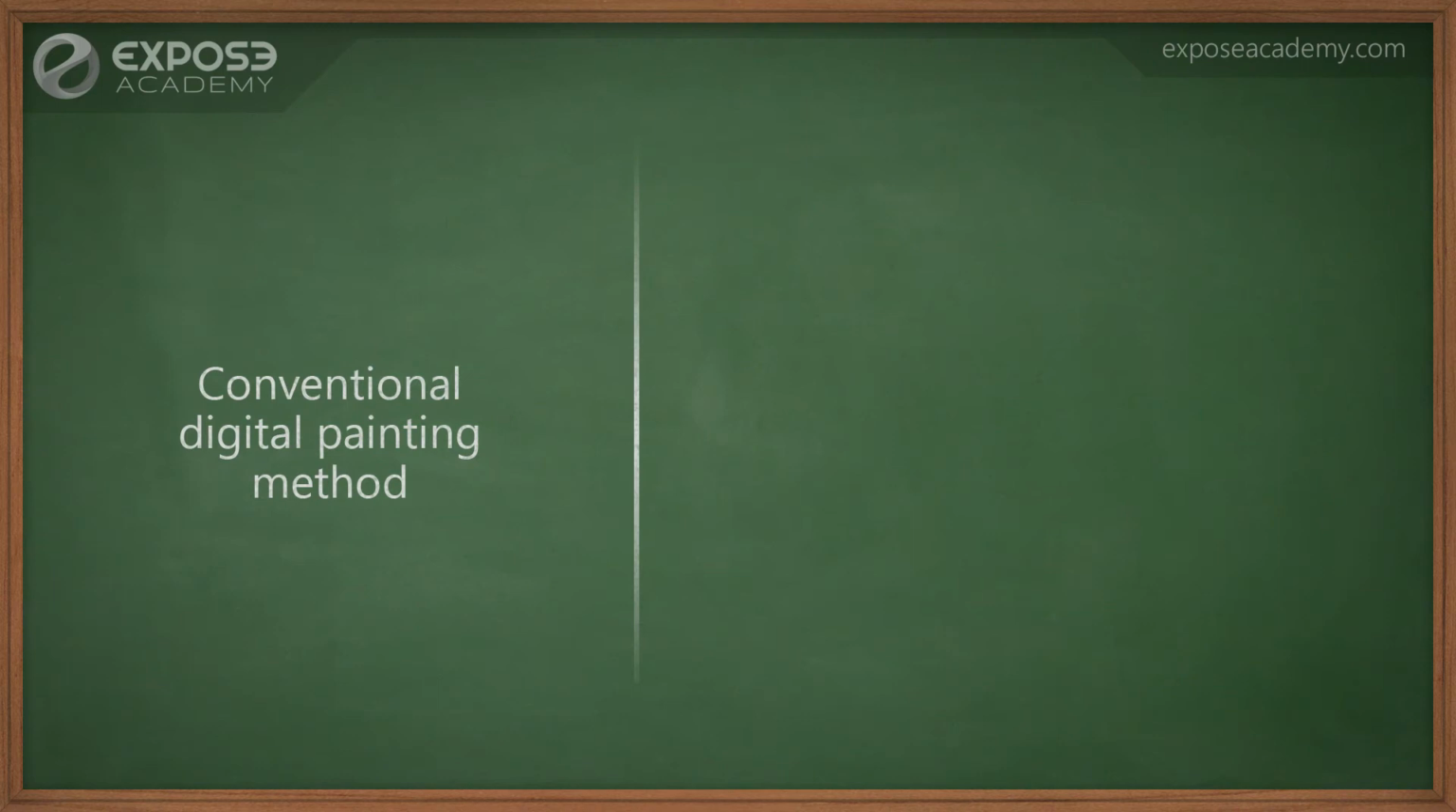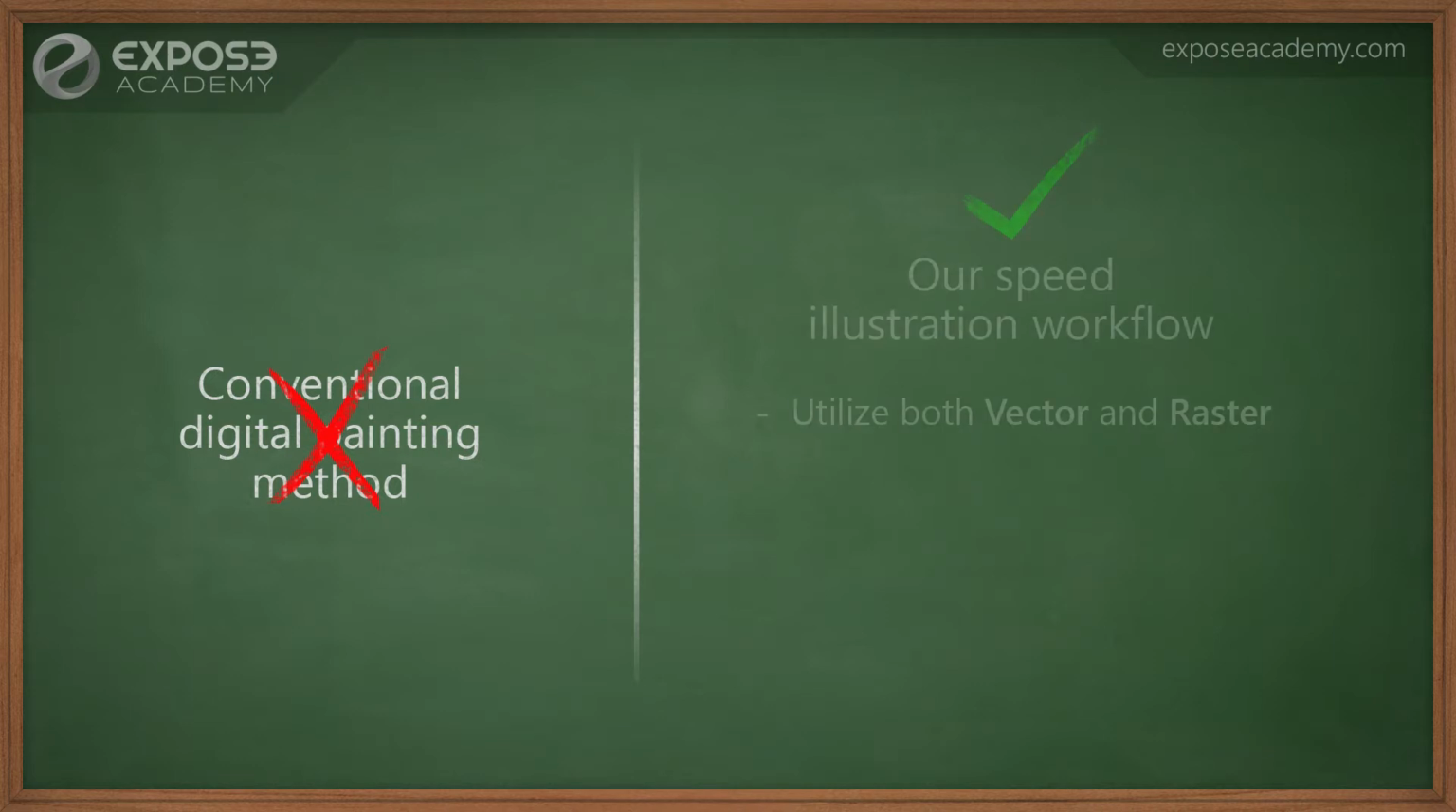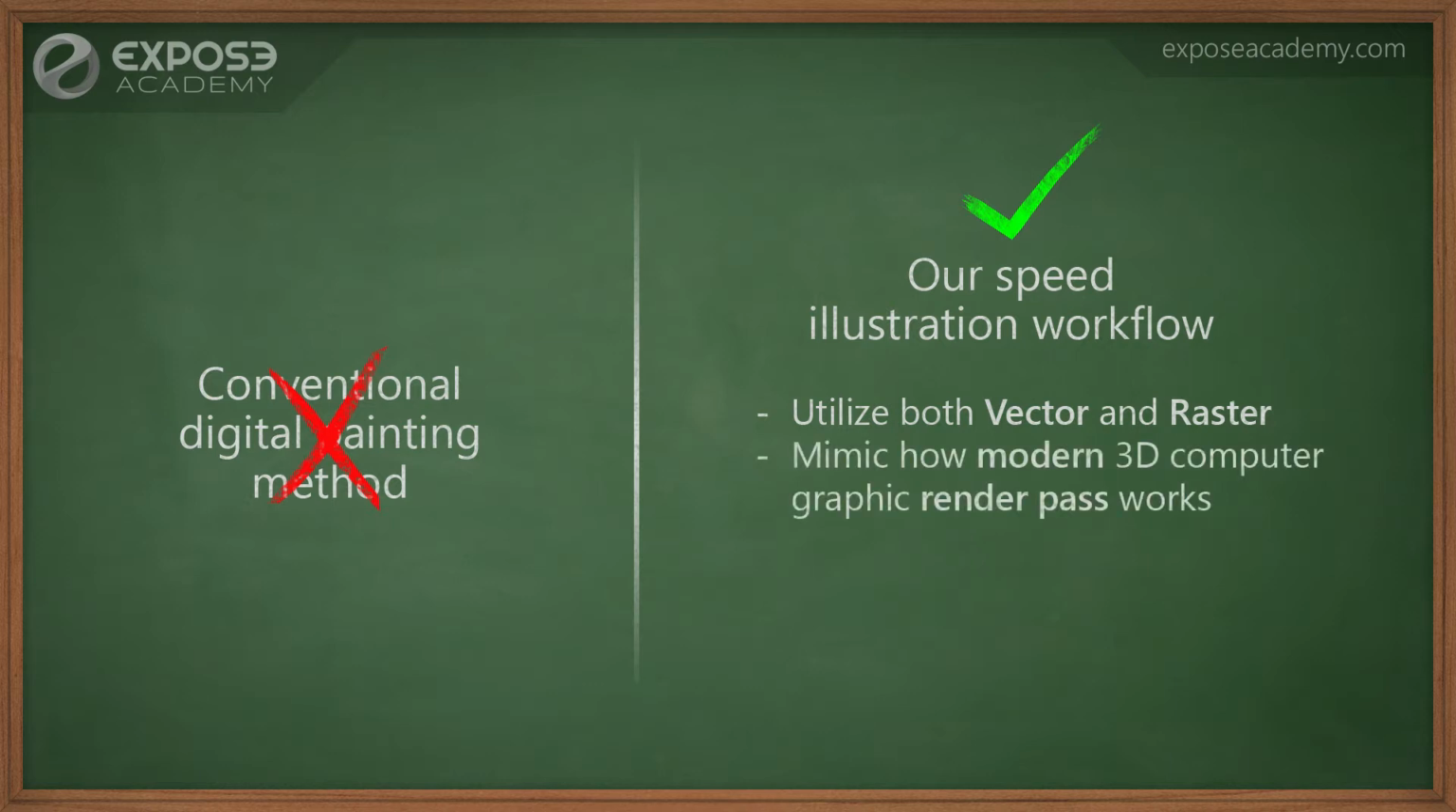The course is not about conventional digital painting method, which usually requires a lot of time and effort to finish. It combines both vector and raster techniques to produce sharp quality image from the start. The basic idea of the workflow is to mimic how the modern 3D computer graphic render path works.